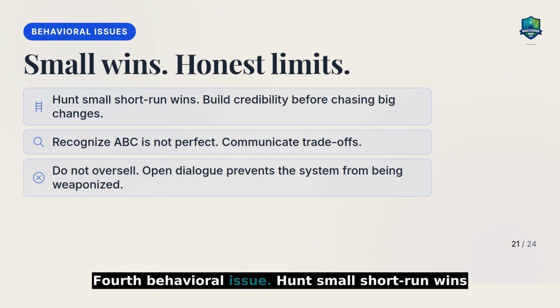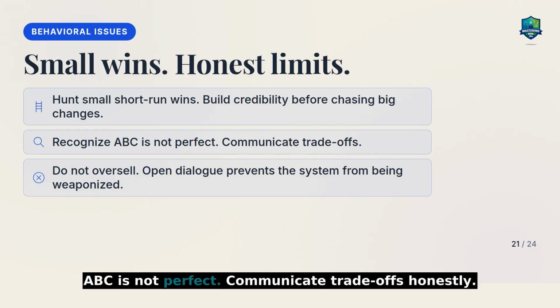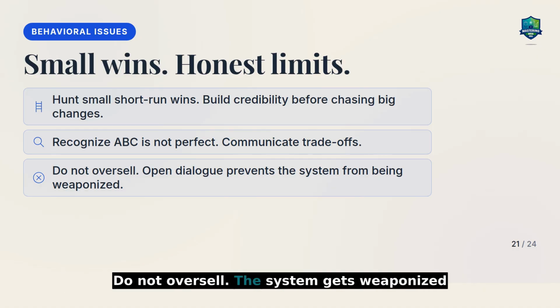Fourth behavioral issue. Hunt small short-run wins to build credibility. Big changes overnight rarely work. Show one process improvement saved real money, then tackle the next. Fifth, recognize that ABC is not perfect. Communicate trade-offs honestly. Do not oversell. The system gets weaponized in turf wars when managers feel the numbers are being used against them.